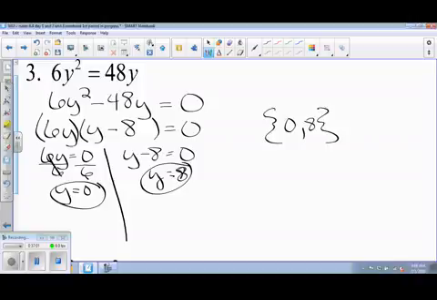So those are the roots. Those are the solutions. Those are the zeros. Those are the x-intercepts. They just happen to use y as a variable in here instead of x. That's the whole reason why we're factoring, so that we can figure out those solutions. Okay?